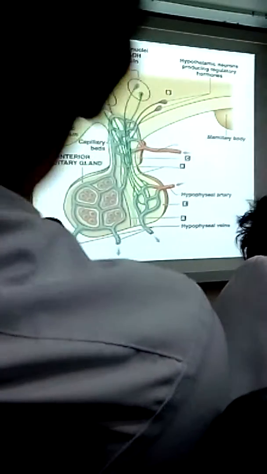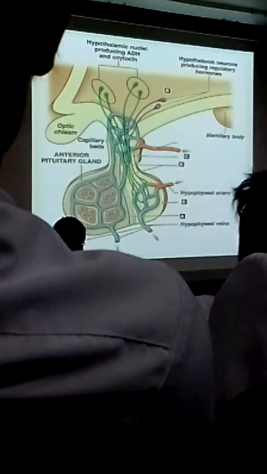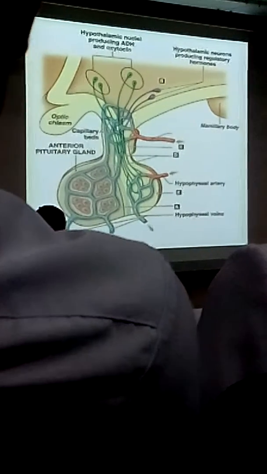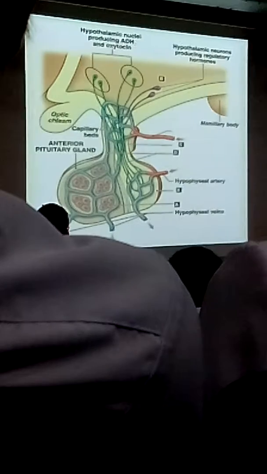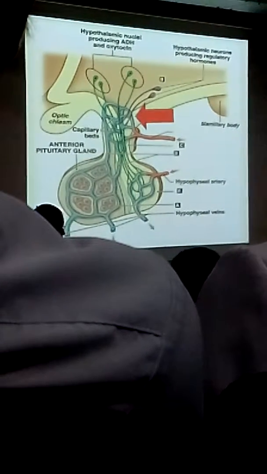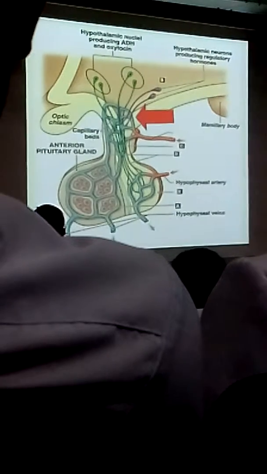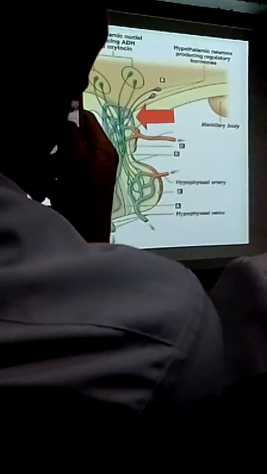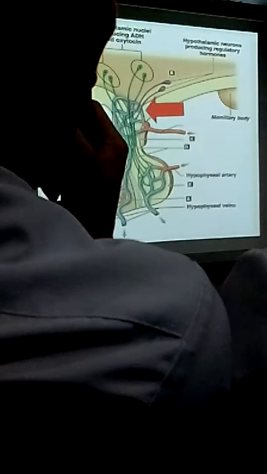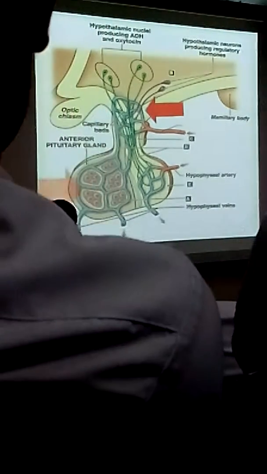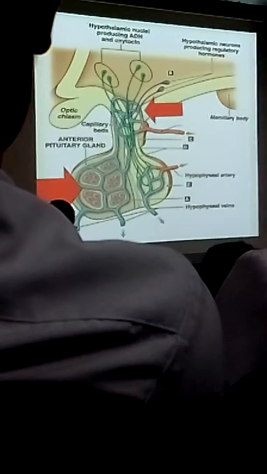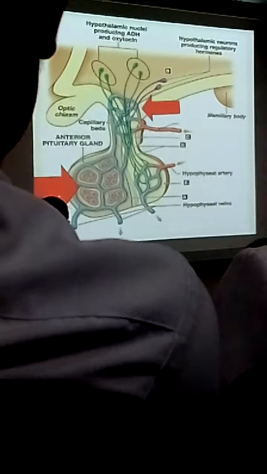So another example of this is your hypophysioportal system. So the capillaries in the hypothalamus continue with the hypophysioportal system, which is a plexus of small veins found in your pituitary stalk. So this one, before it ramifies into sinusoids in the anterior pituitary gland.